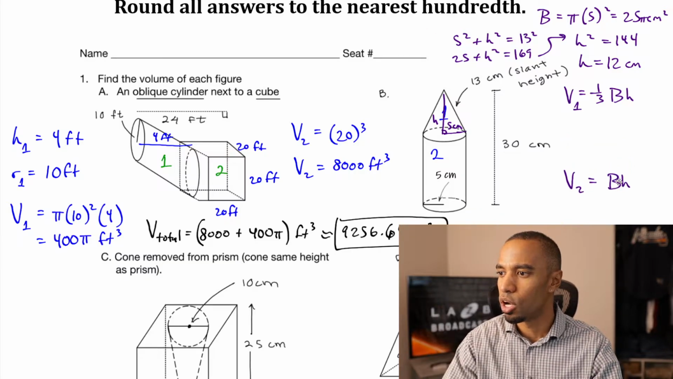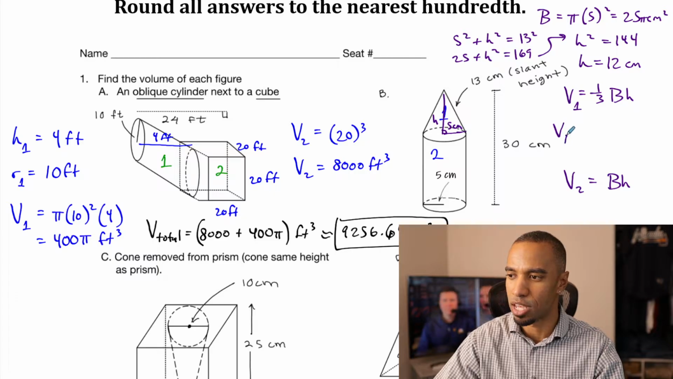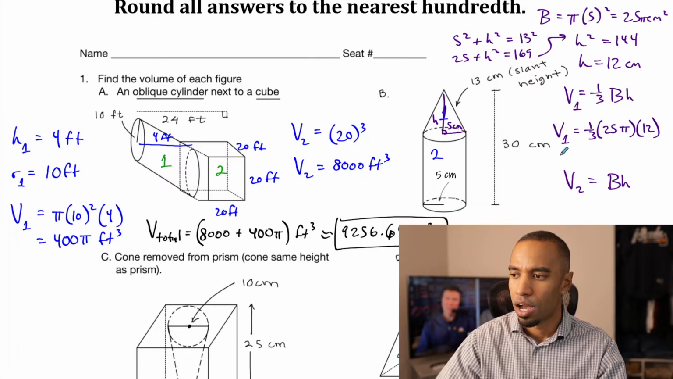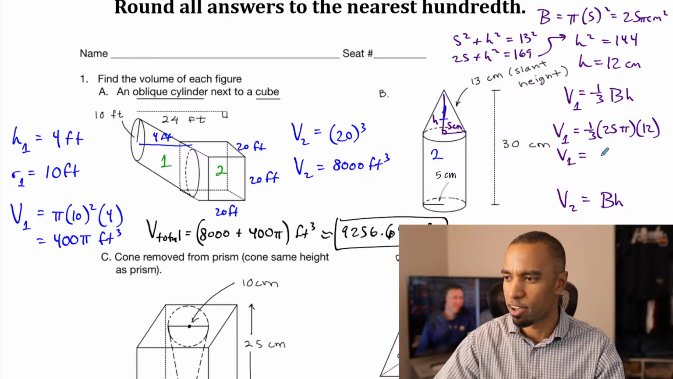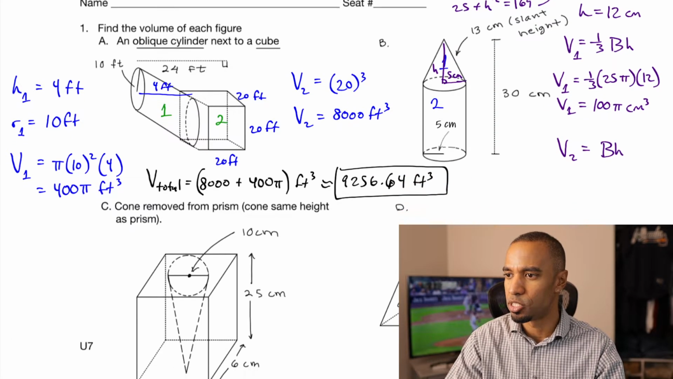So, the volume of object 1 there being 1/3 area of base times height. We're going to be doing 1/3, area of base was 25 pi, and the height is 12. As an exact answer for now, 1/3 of 12 is 4. 4 times 25 pi is 100 pi. That's 100 pi cubic centimeters. That's the volume of the cone up top.